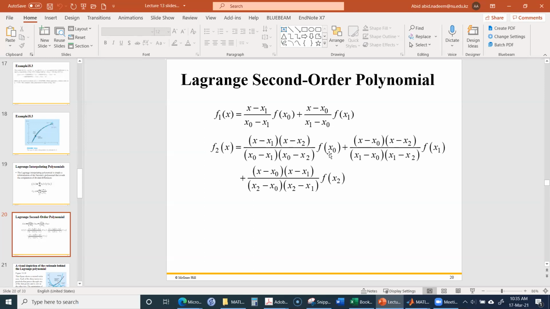Yeah, how many terms will be there in f3 of x? For example, if I want f3 of x, well, 4. Yeah, there will be 4 terms.